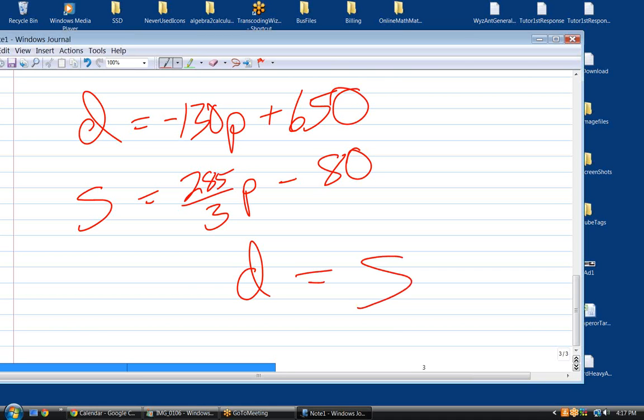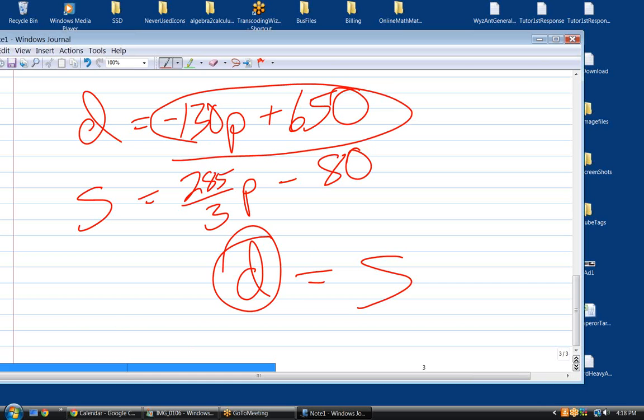So wouldn't it be that you have the two equations equal each other? Is that right, Ashley? Yeah, that's exactly right. Only we're going to solve it algebraically this time. We're not going to solve it by looking at the graph at the intersection point. In other words, whenever you have two equations, okay, so for D, we're going to substitute this, minus 130p plus 650.